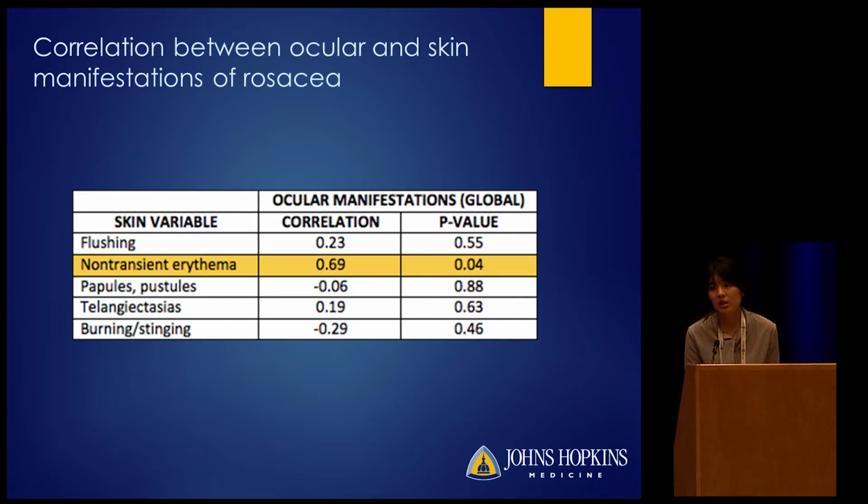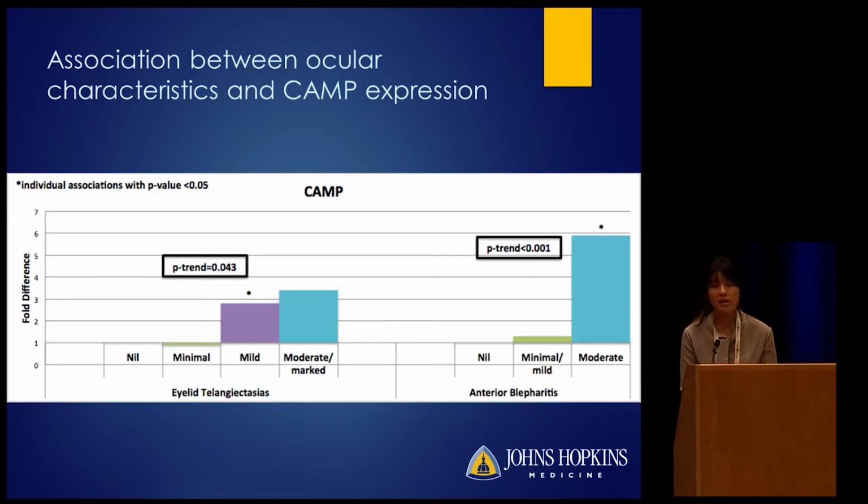So first, we looked at the relationship between the severity of various components that were measured for skin rosacea and then eye involvement. And then we saw a correlation between non-transient erythema and then a global severity score for the ocular manifestations. So next, we focused on the eye exam alone, and then we determined if there were any significant associations between the degree of target gene expression and then increasing steps in severity of the various ocular manifestations for rosacea.